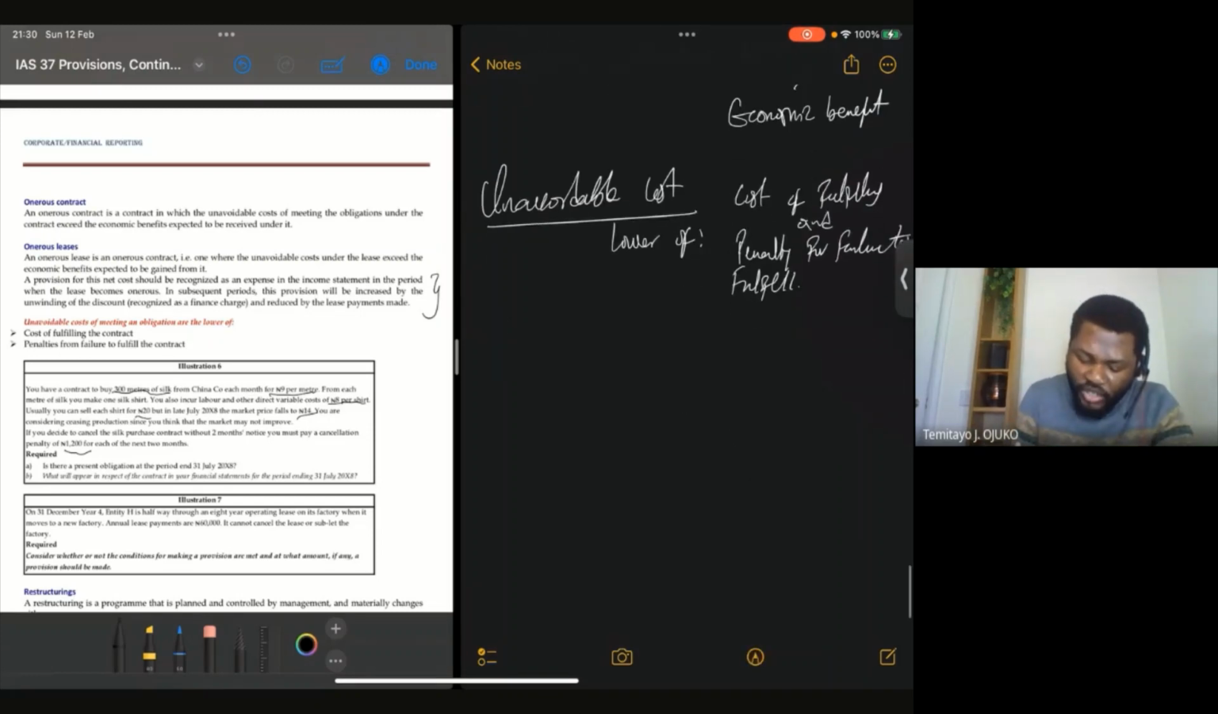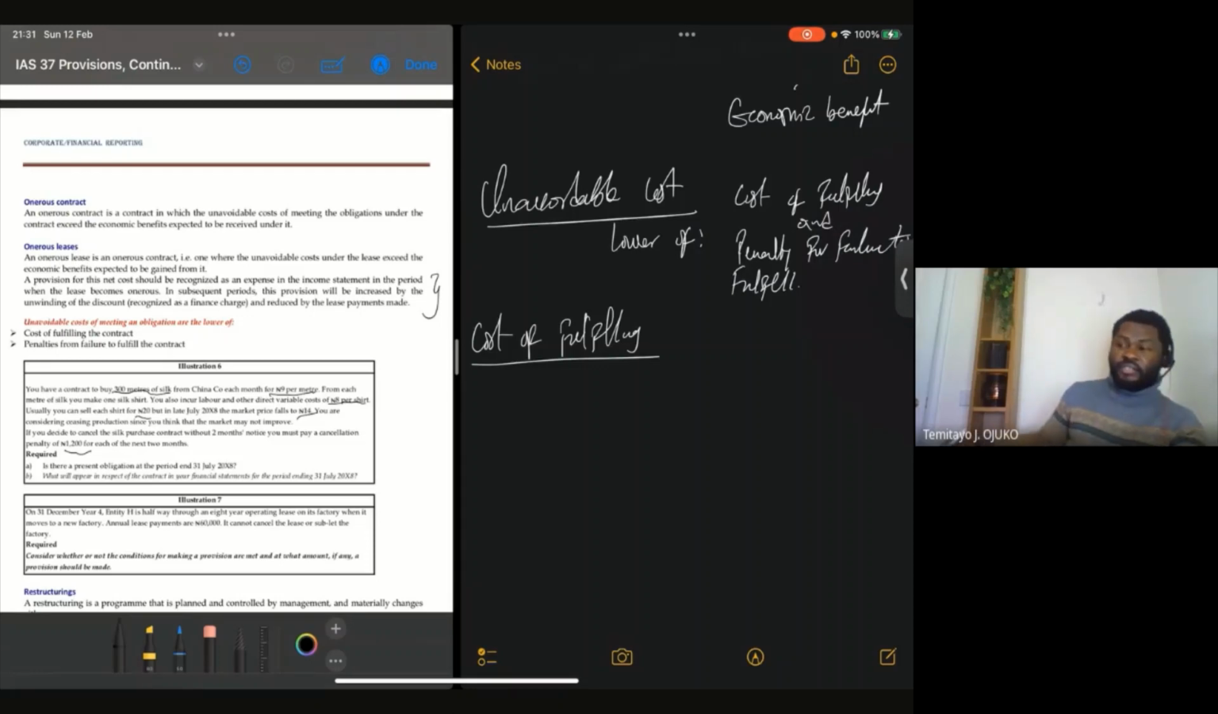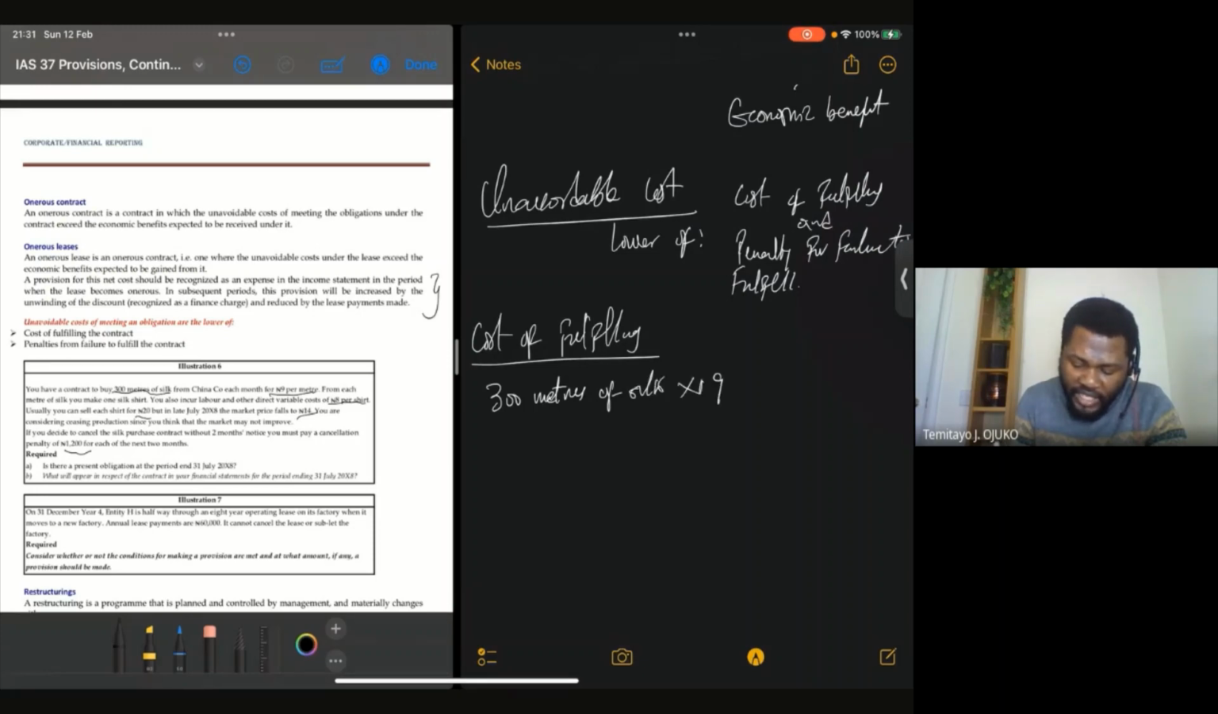So now let's start with what's the cost of fulfilling. The cost of fulfilling is actually the amount we pay for buying the 300 meters. So 300 meters of silk times 9 naira per meter. That will give us 2007. You have a contract to buy 300 meters, yeah? So each month, this 2007 is the cost of fulfilling the contract, right?